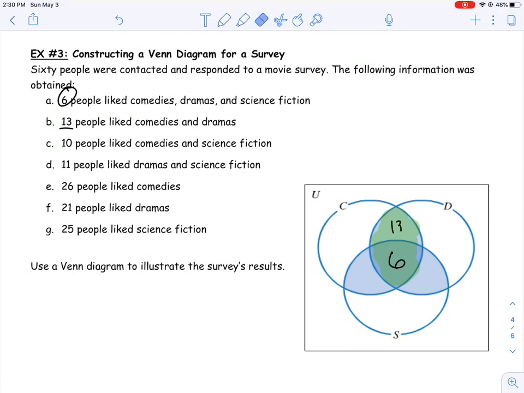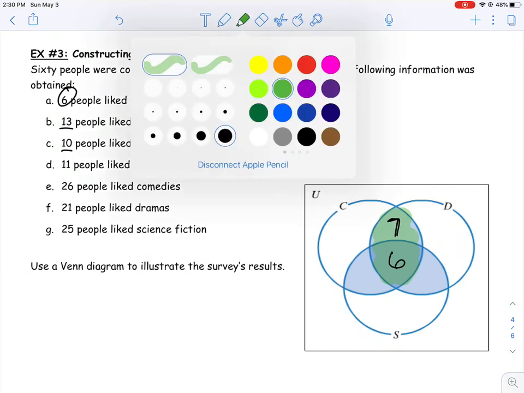We can't put 13 here because there's already 6 people in that overlap, right? And so we've got to be careful. And so we actually have to take the 13. We have to subtract the 6 that's already there. And so 7 will be in this little section. Now I still have 13 people that like comedies and dramas, but there's some overlapping there that still like science fiction. So really only 7 people like just the comedies and dramas. Okay? All right.